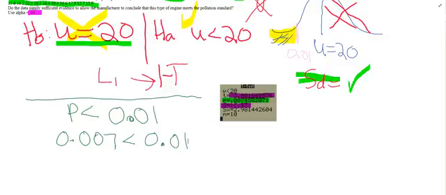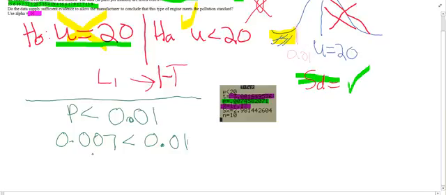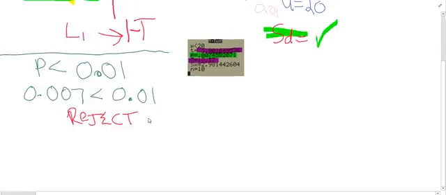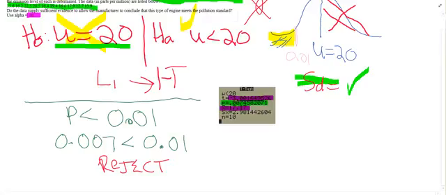and if we reject the null, and that's always true, regardless of what test we're doing. If we're doing a hypothesis test, if our probability is less than our threshold, we're going to reject the null.